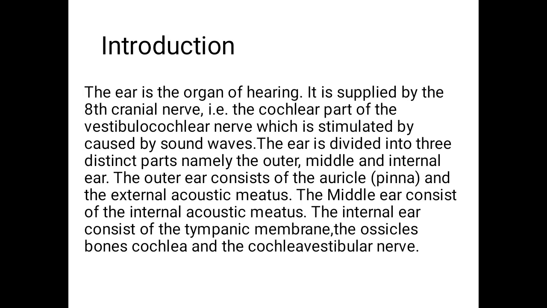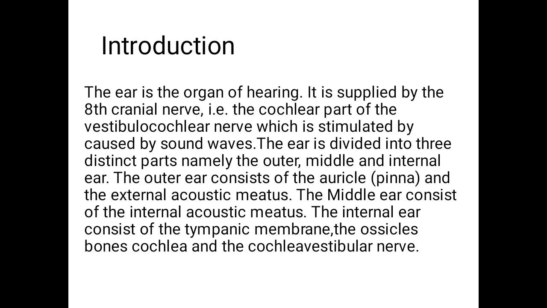So the ear is an organ of hearing. It is supplied by the eighth cranial nerve, that is the cochlear part of the vestibulo-cochlear nerve, which is stimulated by sound waves. Okay, so the ear is divided into three distinctive parts, namely the outer, the middle, and the internal ear.